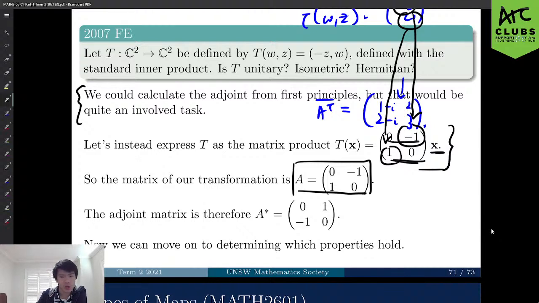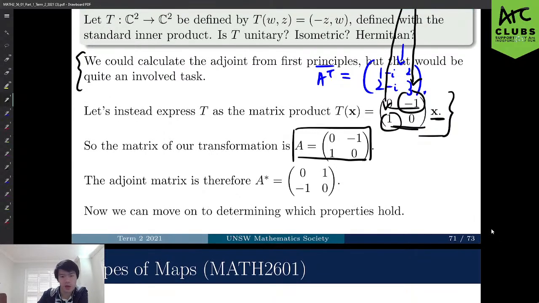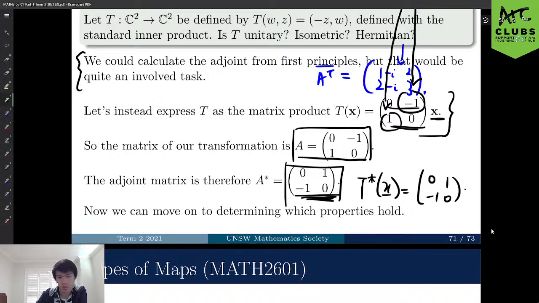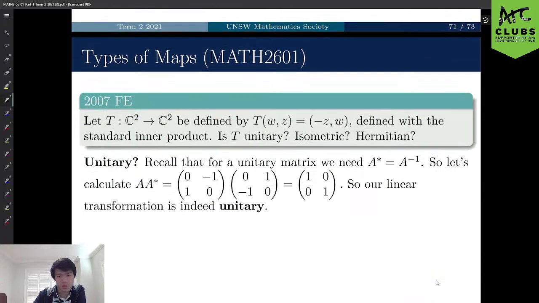Then the adjoint matrix is just going to be the conjugate transpose. Take the transpose first of all, and we get this. Because everything is real, we just stop there, and this is our transpose. So if we want to write out our adjoint, T adjoint of x equals 0, 1, minus 1, 0 times x. And that will be our adjoint.